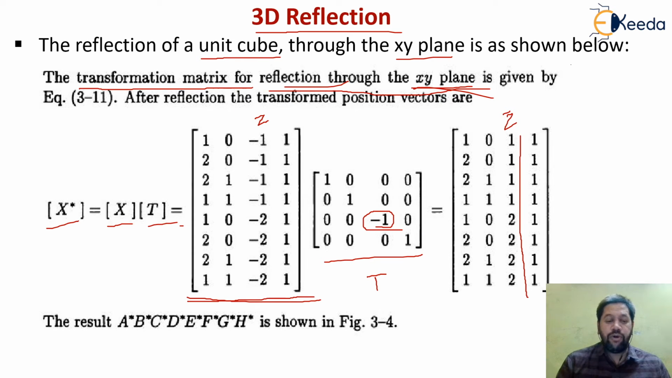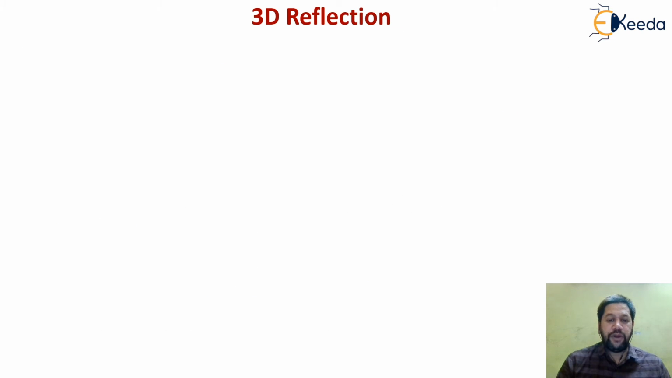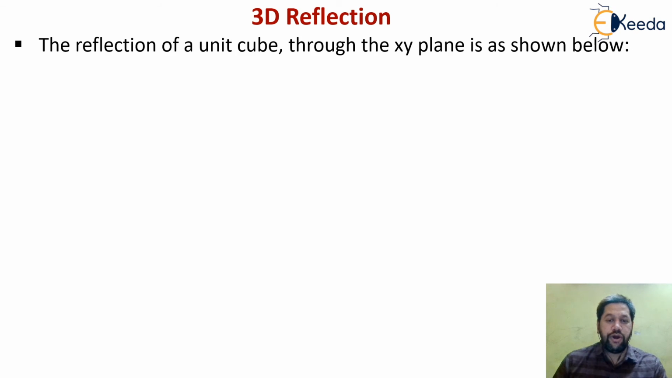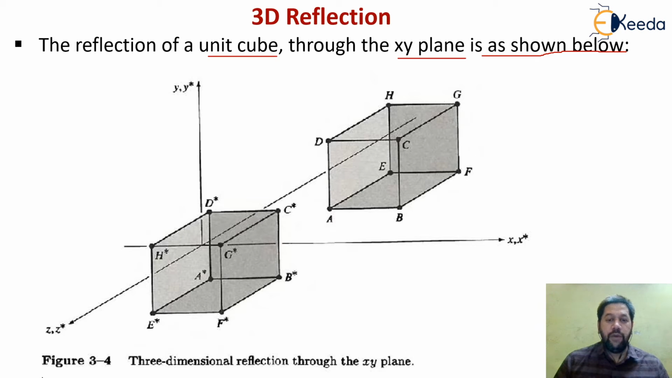Now let us consider one diagram which will make the concept more clear. With the help of the diagram, we can see how this reflection will be displayed. Now understand the example here. The reflection of a unit cube through the xy plane is shown as below. My question is how it looks. First I have to find out what my original object was.